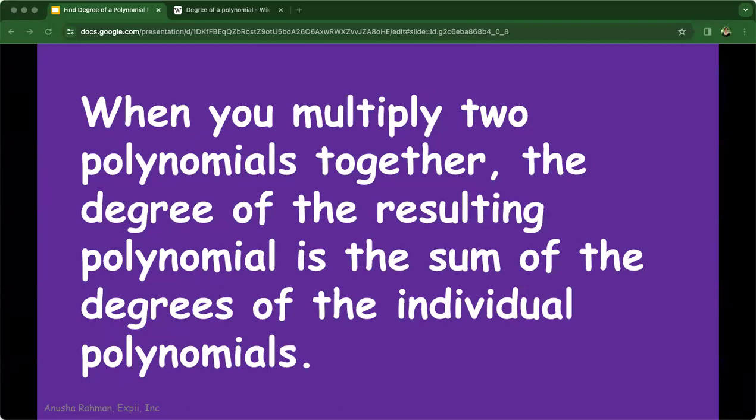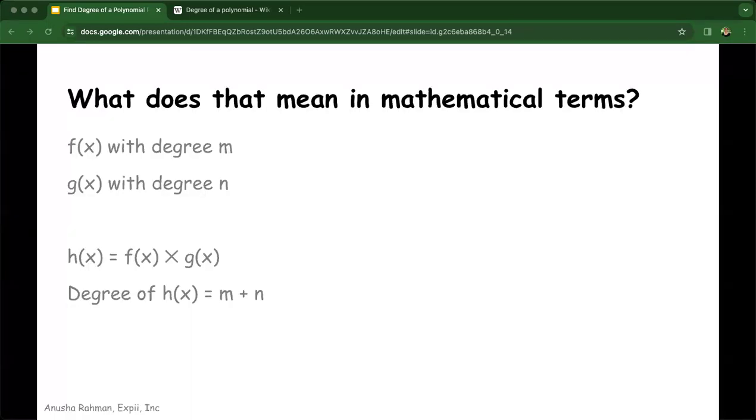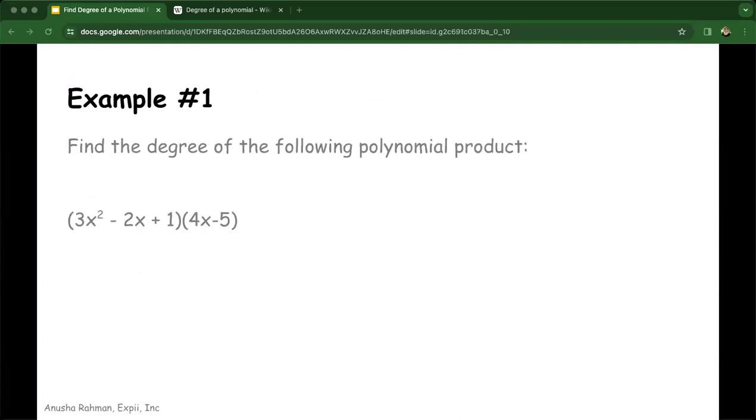To recap, when you multiply two polynomials together, the degree of the resulting polynomial is the sum of the degrees of the individual polynomials. So let's say we have two polynomials, f of x and g of x, with degrees of m and n, respectively. When you multiply them together, you get a new polynomial, h of x. The degree of h of x will be m plus n. Sounds confusing, no? Let's walk through an example.